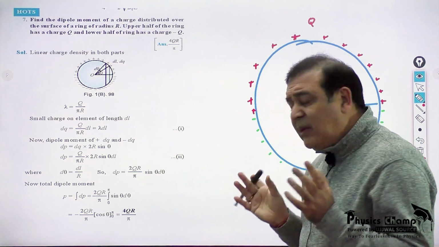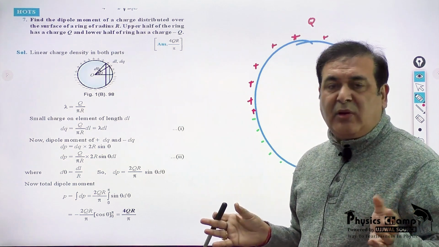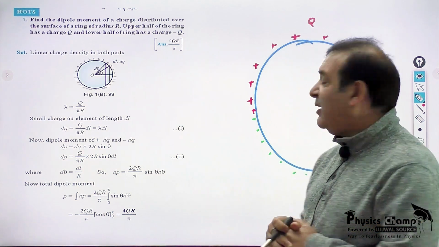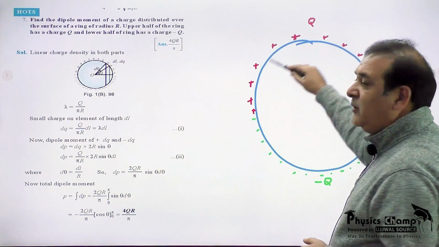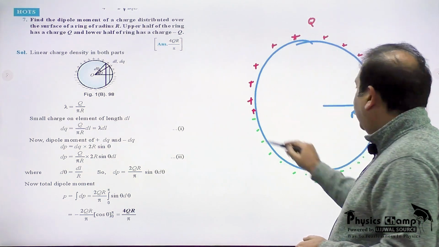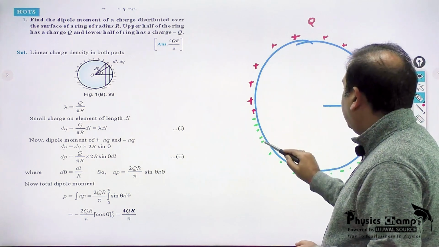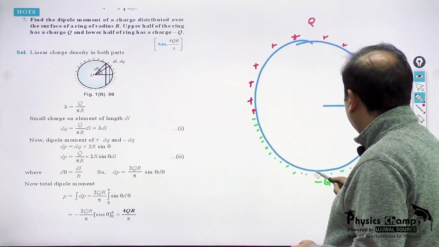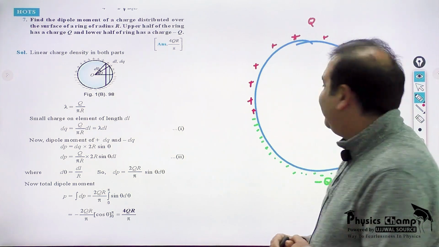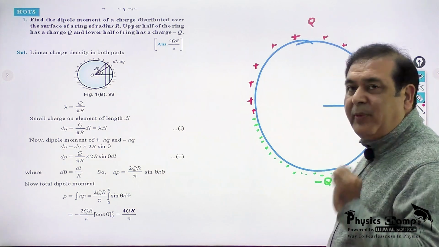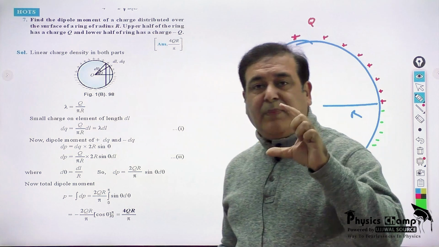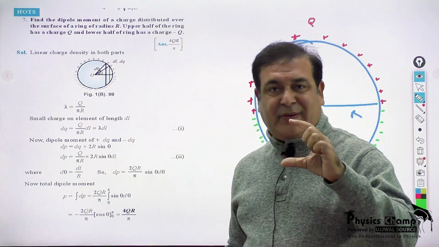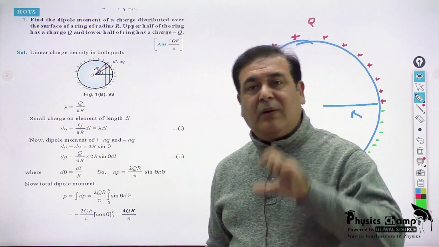So in this arrangement, as you can see, you are not having 2 point charges. Instead, you have a series of charge spread all over here and a series of charge which is spread all over here. So what we are going to do is, let's take a small portion. We will find the dipole moment of a small portion and then we will integrate for the whole ring.